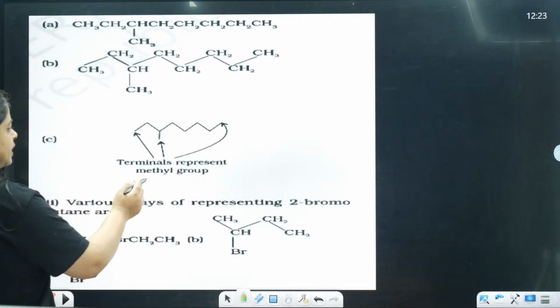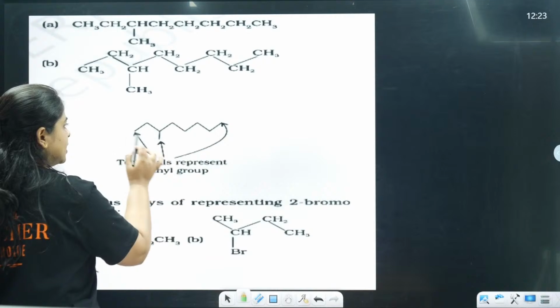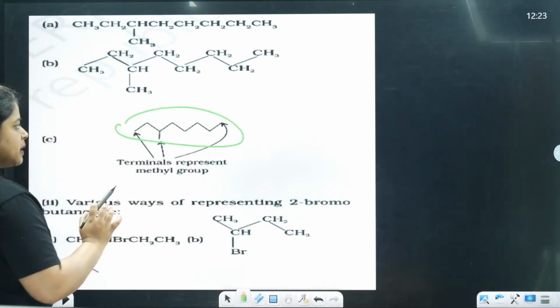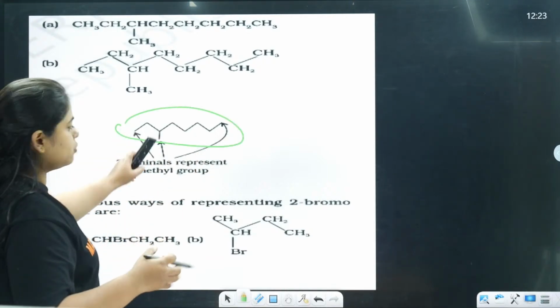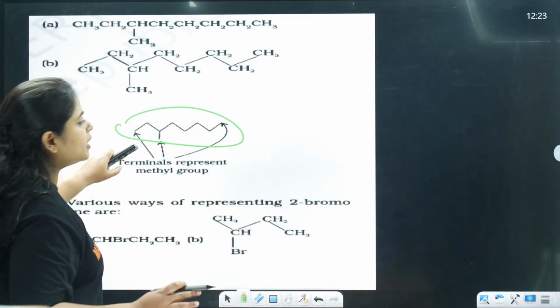Next comes the terminal representation of the methyl group, how the methyl group termination is shown. This is a structure actually, but how it's been done, the carbon and hydrogens will be present, guys. This is a small structure, shown in the form of a terminal representation.